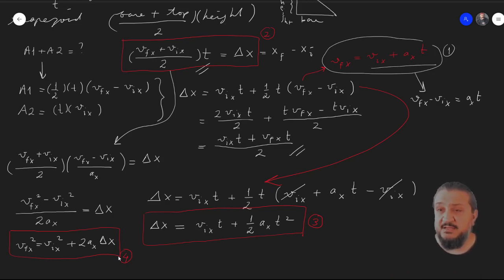To do that, instead of replacing v final x by this value here, you could replace vix by whatever you would get from the solution here, and then you would end up with delta x as a function dependent on the final velocity. Okay, so some people would call it the 5th equation. All right, but you don't need it. I mean, these are all related.